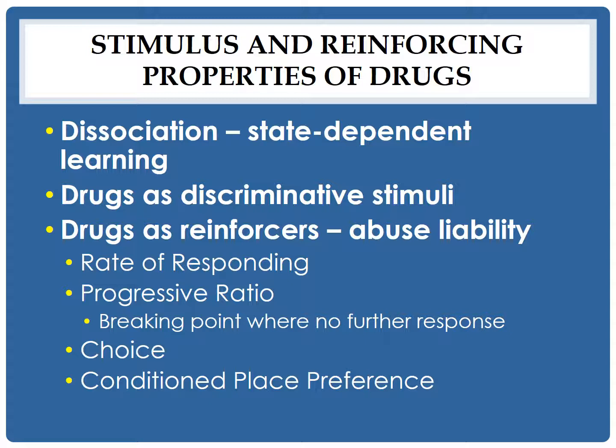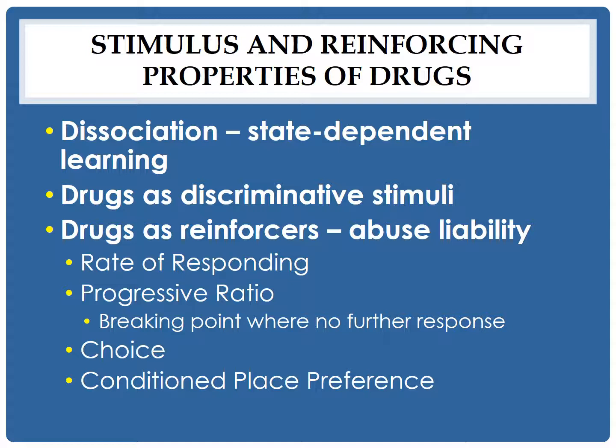Then there's a progressive ratio schedule where the fixed ratio increases. It takes more and more behaviors for that reinforcement. Maybe at first you only have to do the behavior 3 times for the response, but then you need to go up to 5 and 10 and 15 and 20. There will be a breaking point where the organism, the rat or whatever you're testing, doesn't respond further. And the idea there is that more reinforcing, more positive or stronger drugs would have a higher break point, so they're more likely to abuse those drugs.